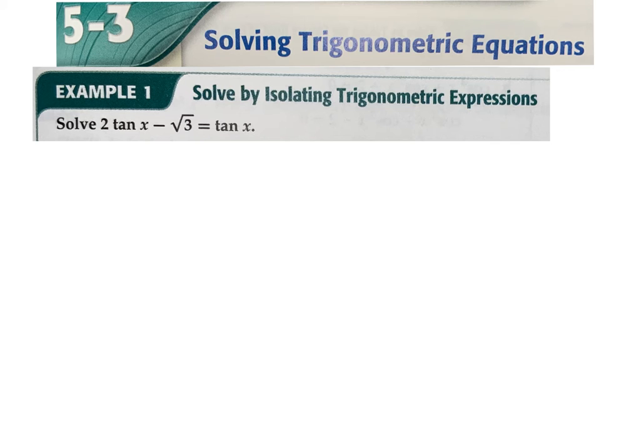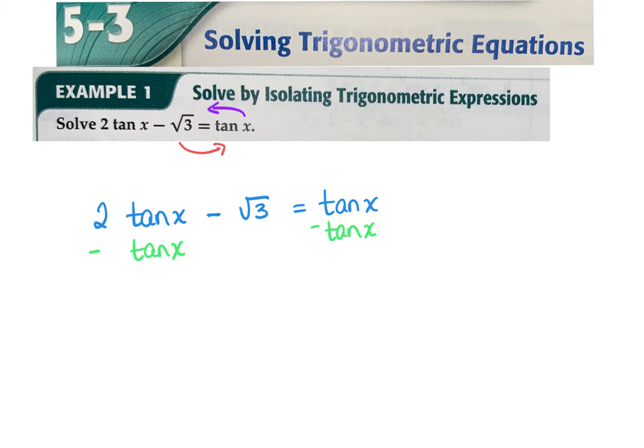So what I would do is I would move all of my trig functions over to the one side and all of my numbers over to the other. And so that's what we're going to do. We're going to take this 2 tangent of x minus the square root of 3 equals tangent of x. And so I'm going to subtract this tangent of x from both sides. And just like anything else, you line it up with the like term, so to speak. And then I am going to add the square root of 3 to both sides, okay?